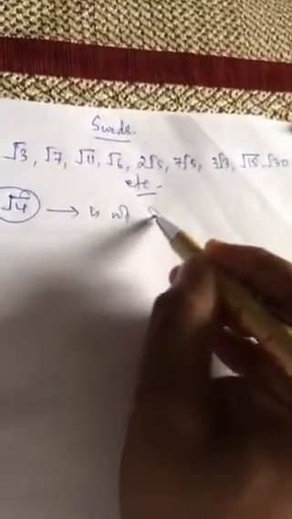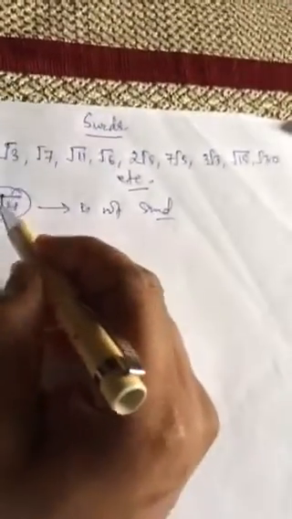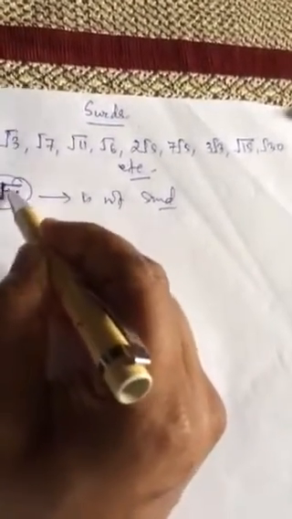Always remember, root 4 is not a surd, because the number under the root is a perfect square number, meaning you can find the square root of 4. But you cannot find the square root of 3, 7, or 11. If non-perfect square numbers are given with a root, such numbers are known as surds. Or non-perfect cubic numbers.